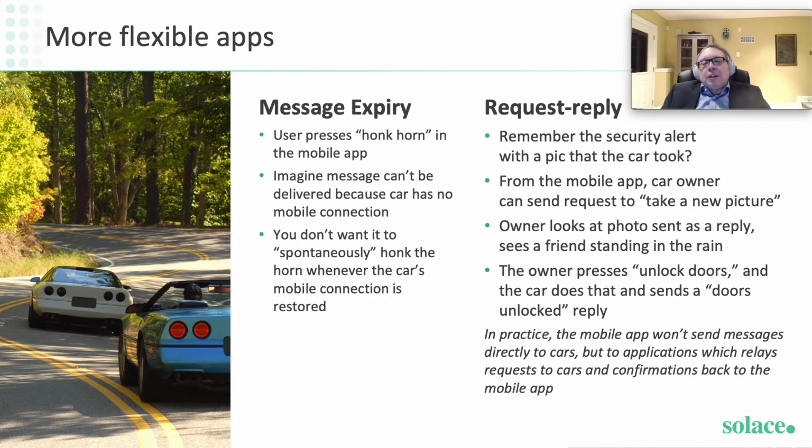That message goes down to the car, and the car sends the reply back. The owner looks at the photo that comes back as a reply and sees, oh wait, it's my buddy that was going to meet me beside my car, standing there in the rain. So from the mobile app again, I'll push the unlock doors. The car does that and replies with a doors unlocked message back to the mobile app. So it's a very powerful paradigm, especially when you're trying to control things remotely. And it's a very nice thing to have built into the protocol.